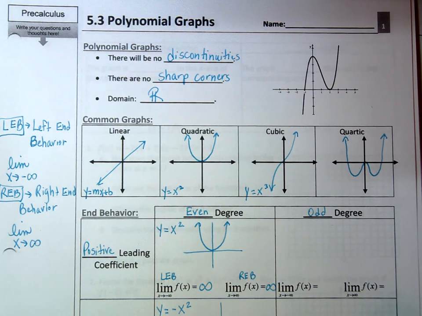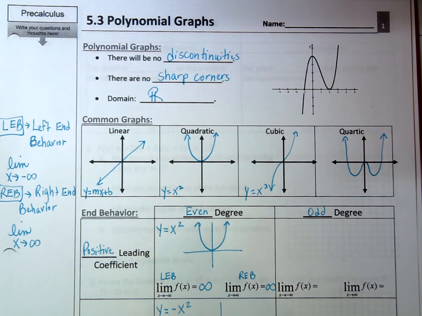He is not happy. He's an unhappy parabola. And so if I'm looking at his left end behavior and right end behavior, on the left he's going down. He's going to negative infinity. And on the right he's going down to negative infinity again. They didn't give me much room for that, but that's where it is.